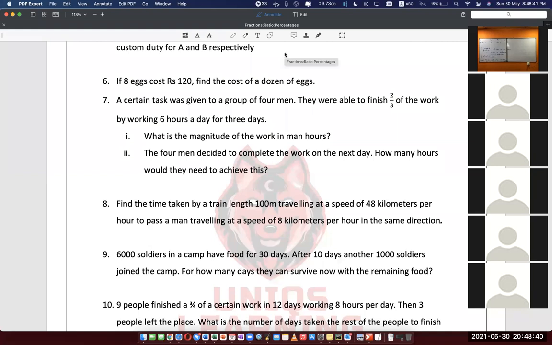Yeah, 72 man hours, right? Because 4 men, and here we had 6 times 3. Why? The entire work, the full work, right? Here we had 6 hours a day into 3 days, so altogether they have worked 18 hours, right? So 18 hours into 4 men. So 4 men work for 18 hours. So we got this answer. Now you can try the second part.